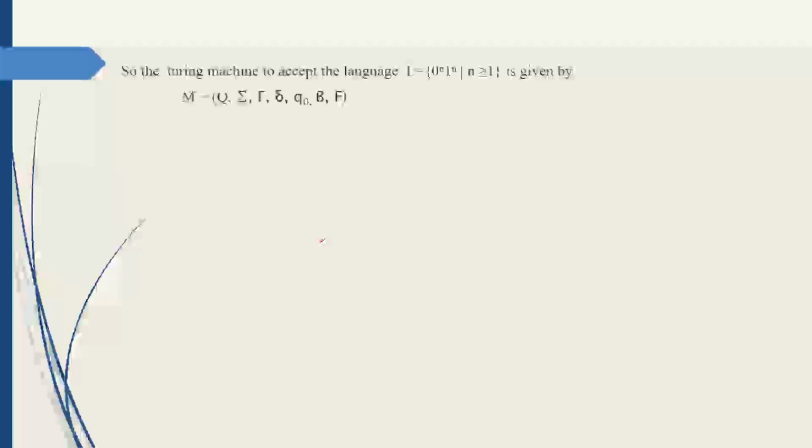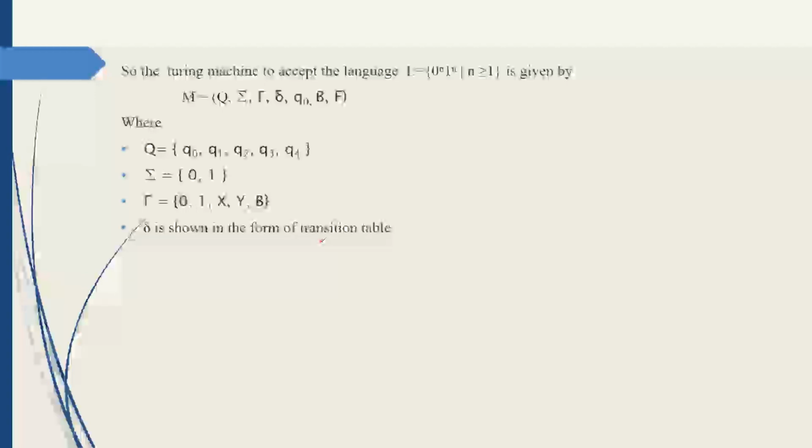Now, if you see all the 7 tuples of our Turing machine, Q is equal to, we had 5 states, Q0, Q1, Q2, Q3, Q4. Sigma is equal to 0, 1 and tau is equal to 0, 1. What all the tape is going to consist of, that has to be written in the tau. Tau is equal to 0, 1, X, Y and blank character. Delta is shown in the form of a transition table and Q0 is the start state. B indicates the blank character. Final state is Q4.